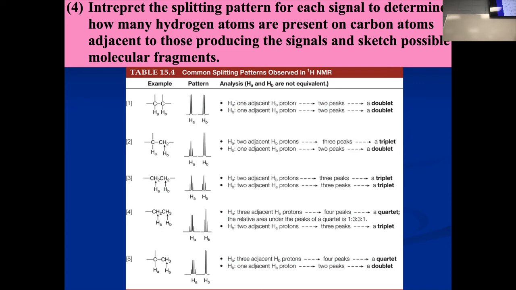If we have 1 signal that appears as 1 peak, we call that a singlet. If we have 2 peaks like this, we call that a doublet. If we have 3 peaks like this, we call that a triplet. If we have 4 peaks that look like this, we call that a quartet. So you need to be able to identify singlet, doublet, triplet, and quartet. Beyond that, we just call them multiplets for this course. Anything that has more than 4 peaks, just call it a multiplet.